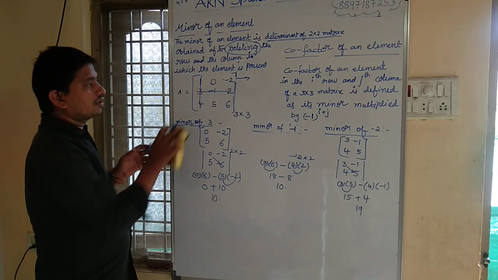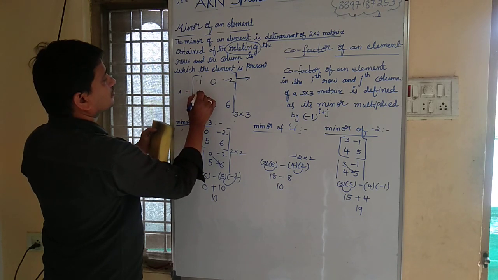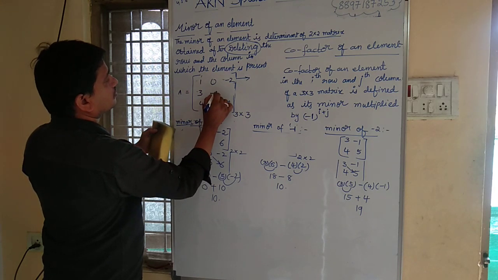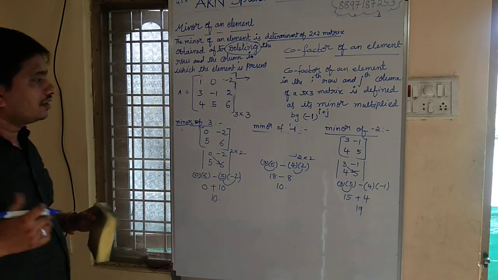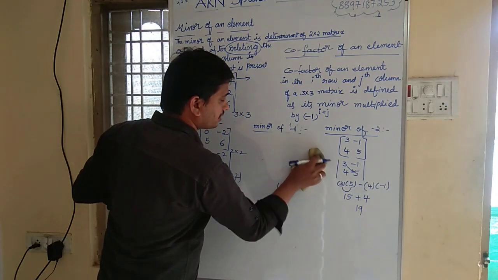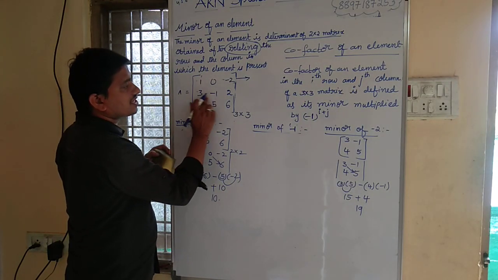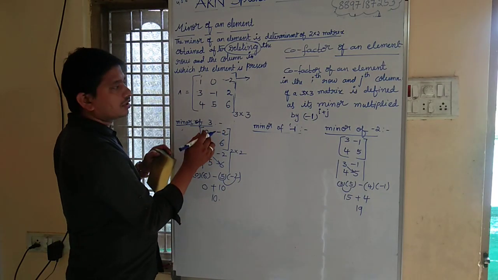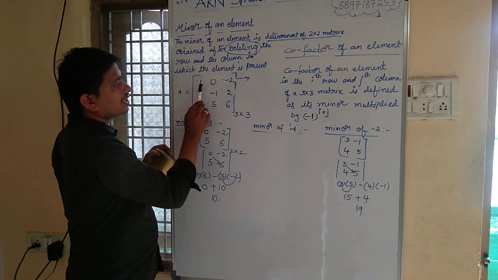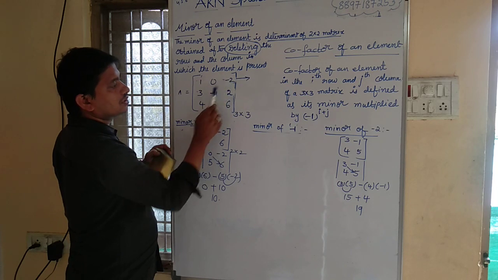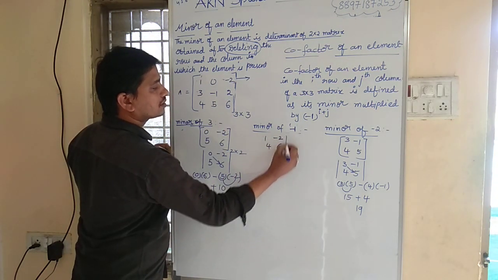Now how to find the minor of element -1? See, -1 is in the second row, second column. That particular row and particular column we need to remove. So the remaining elements are [1, -2; 4, 6].